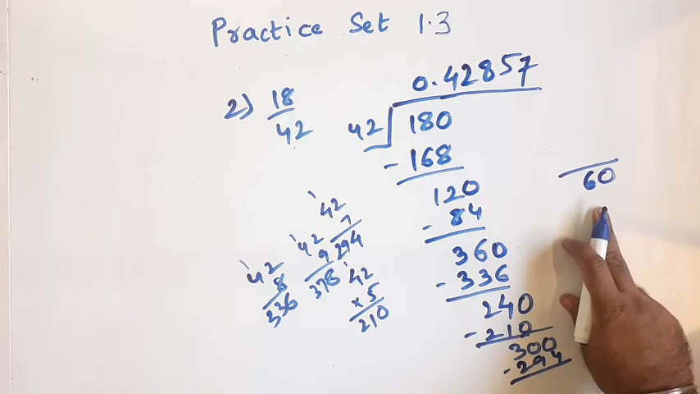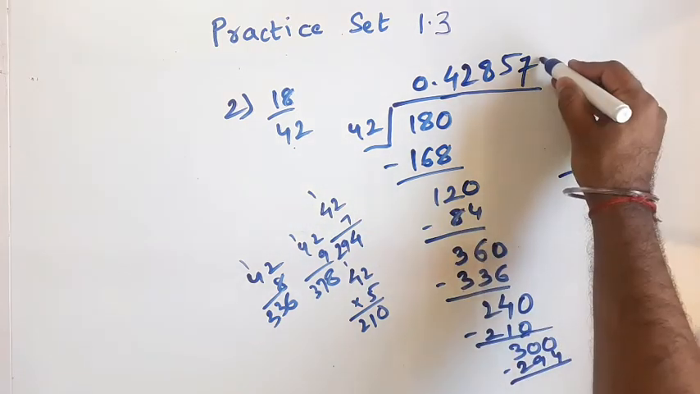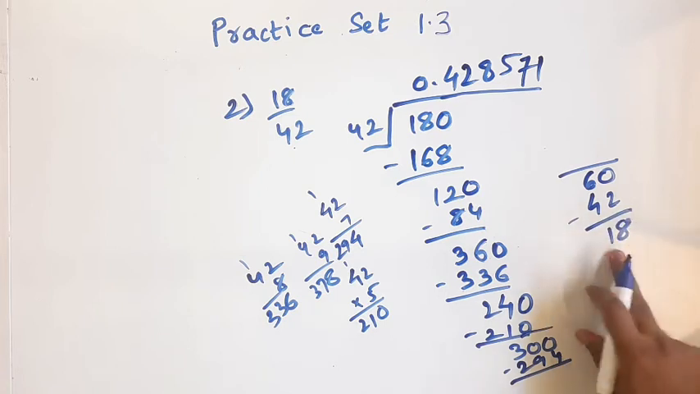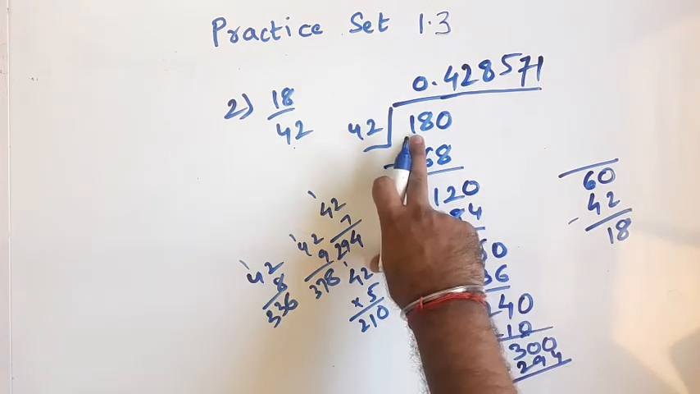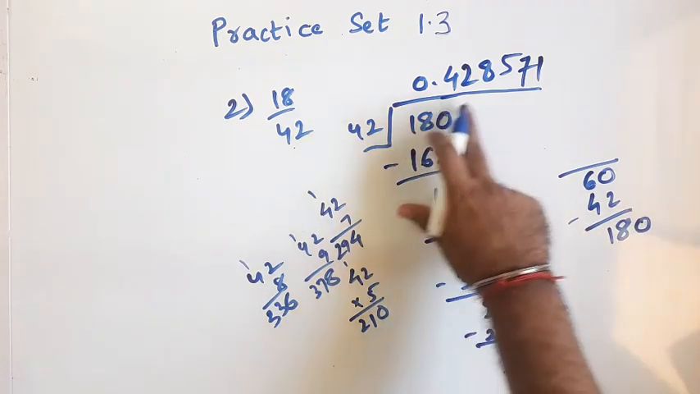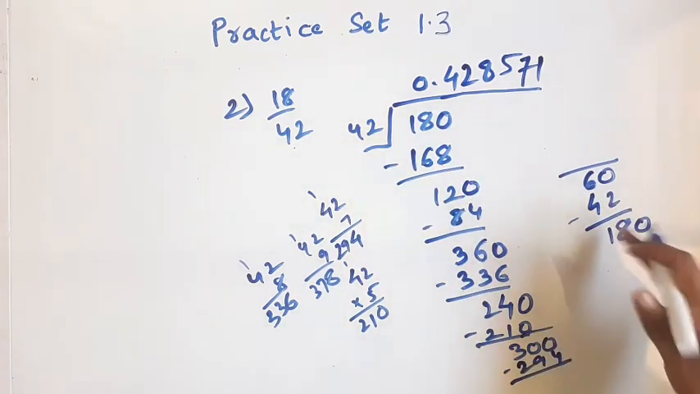Remainder I have written here. Then again I'll write 42 ones are 42. What remains is 18. See, we have got 18, so again we are here. So I'll put 180. Then this whole cycle will get repeated.